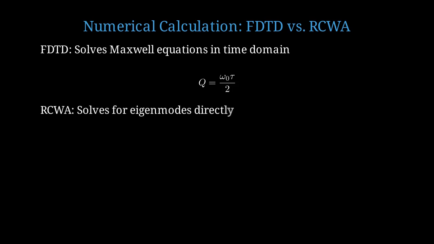Rigorous coupled wave analysis expands the fields in terms of diffraction orders and solves for the eigenmodes directly. This gives you complex frequencies, where the imaginary part is related to Q. Q equals the real part of omega, divided by 2 times the absolute value of the imaginary part. For a bound state in the continuum, the imaginary part approaches 0 and Q diverges.